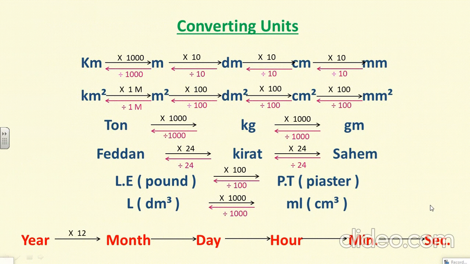From months to days, we multiply by 30. From days to hours, we multiply by 24. And from hours to minutes, we multiply by 60. And from minutes to seconds, we multiply by 60.